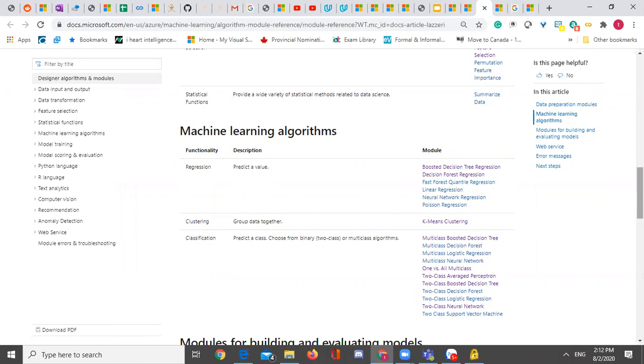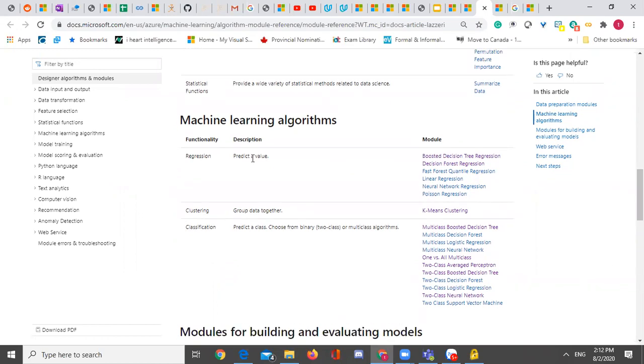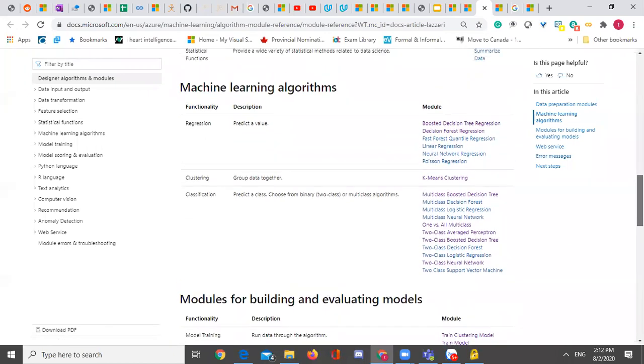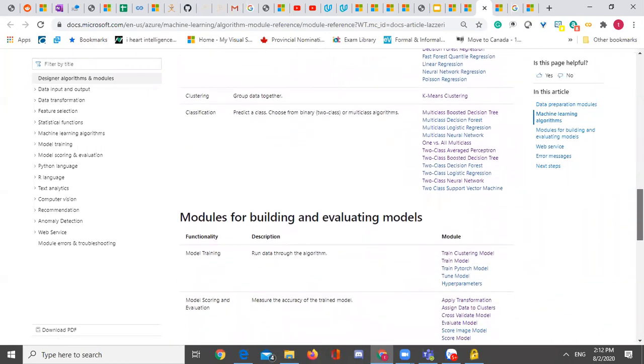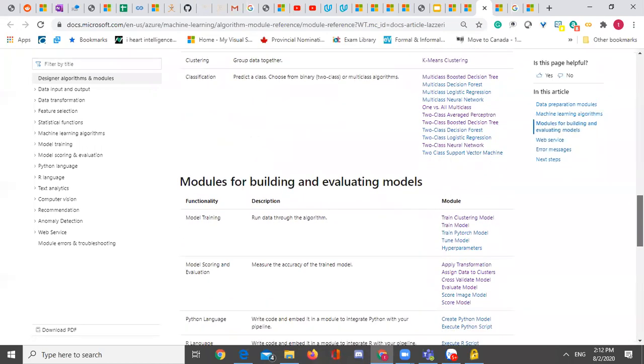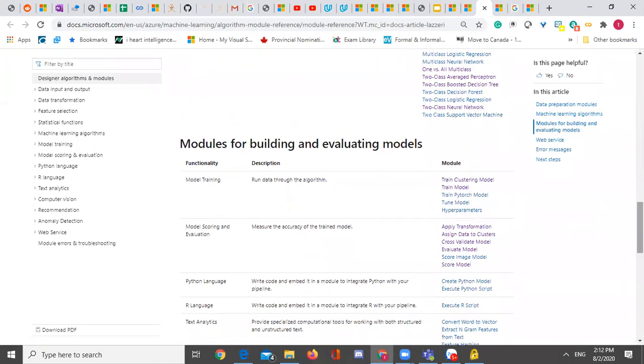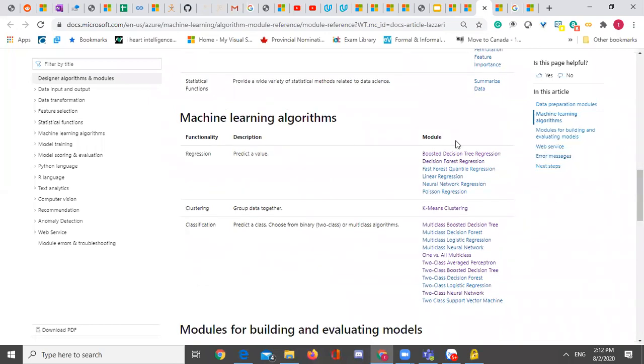So I just want to raise to you guys that in each of these, regression, clustering, and classification, there are different modules where you can select based on the speed, based on the accuracy, based on the linearity. So it's worthwhile to take a look at this also.